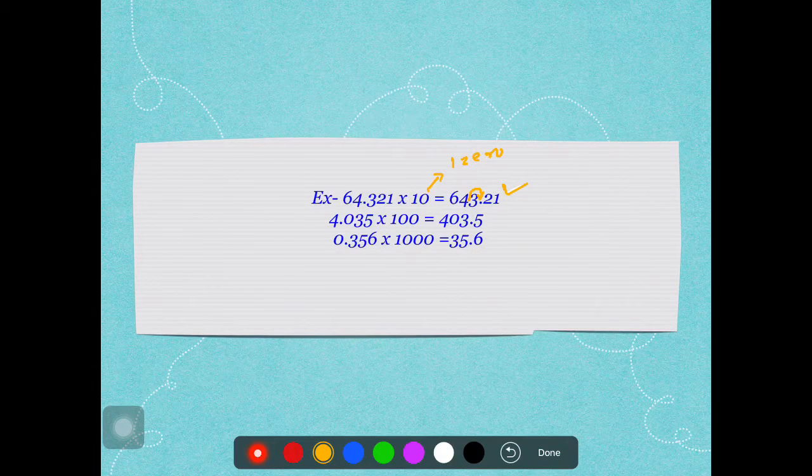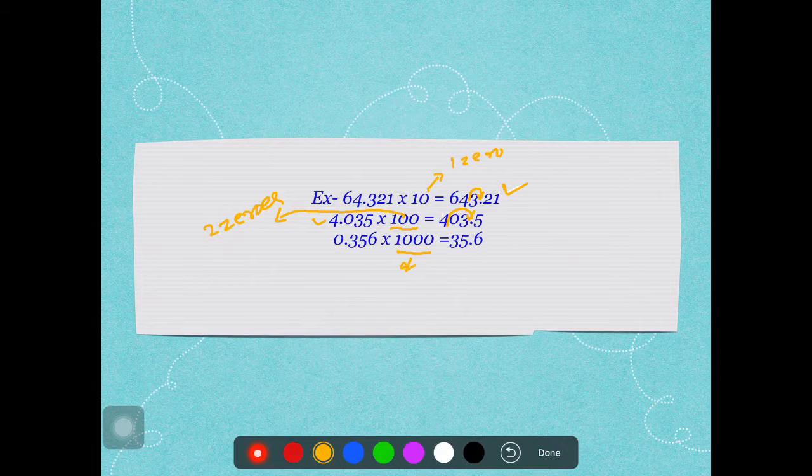Okay, and in the second example you can see we have multiplied this number by 100, and in 100 we have 2 zeros, right? In 100 we have 2 zeros, and that's why we have just shifted the decimal point 2 places towards right. Earlier the decimal point was here just after 4, and we have shifted it 2 places and we got 403.5.